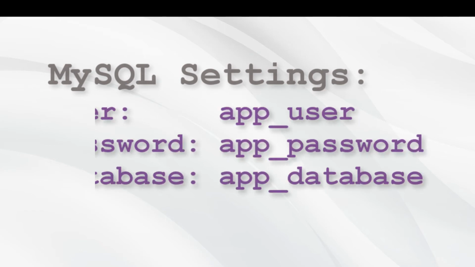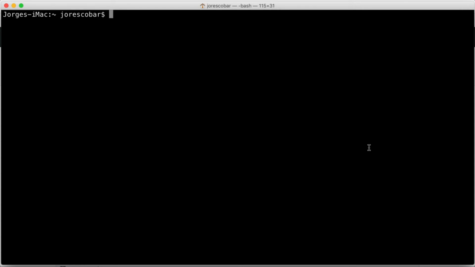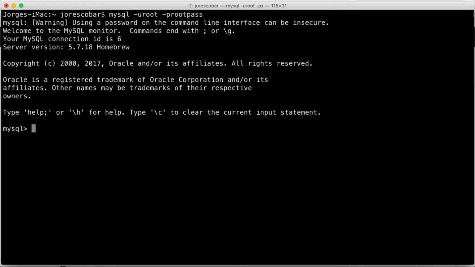Usually, we need to create a database for the application we're writing and a user to access the database. For this example, I will use app_user for the user and app_password for the password. And we will create an app_database as the database. Log into MySQL with your root user and password: mysql -u root -p rootpass.